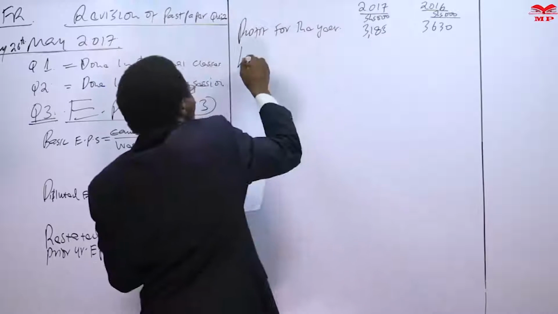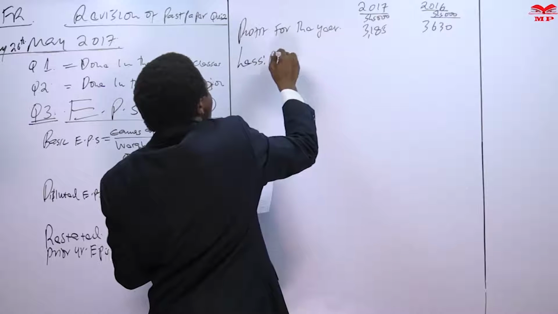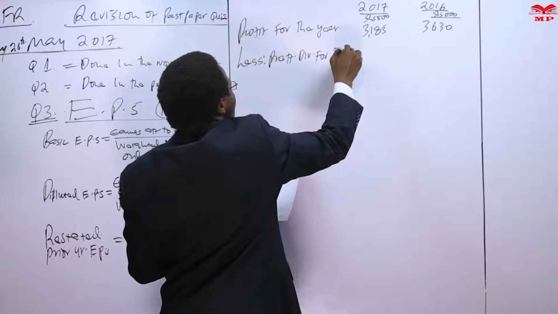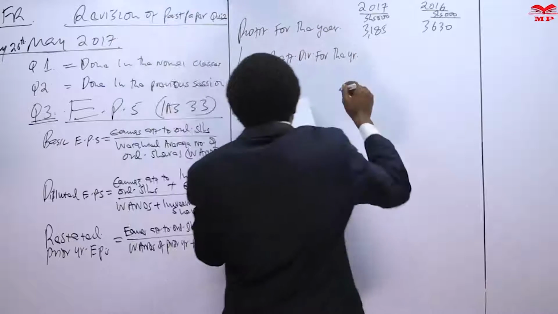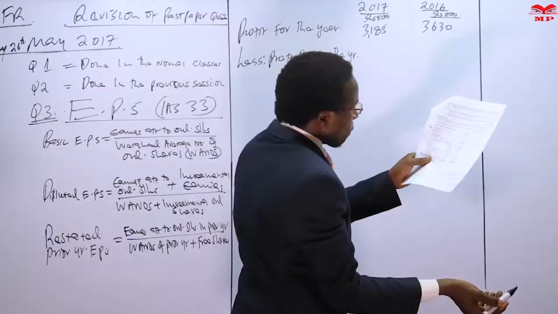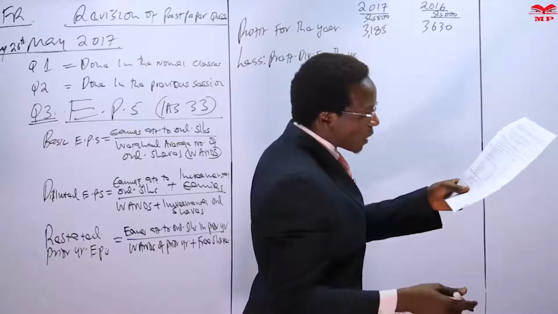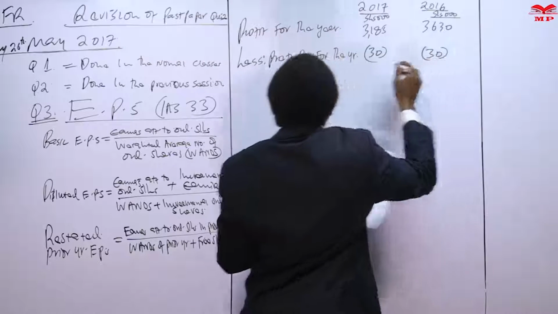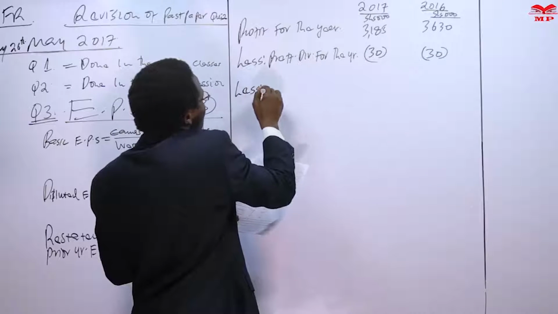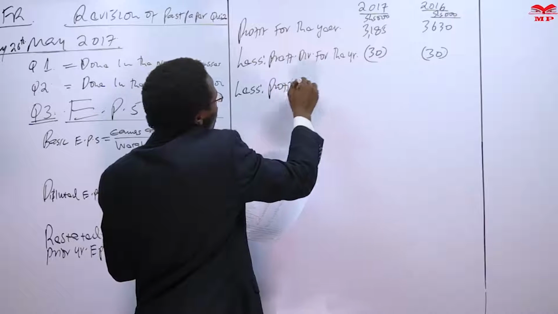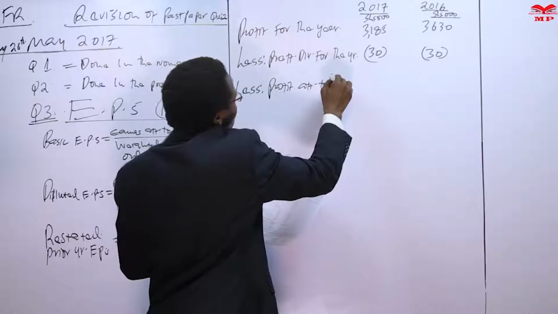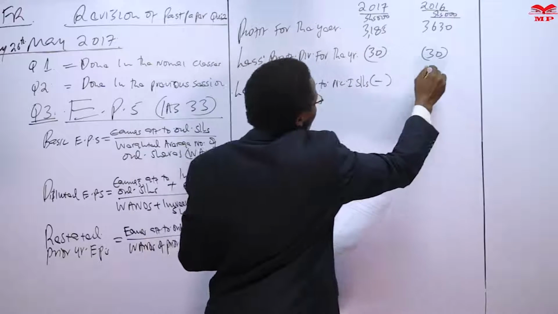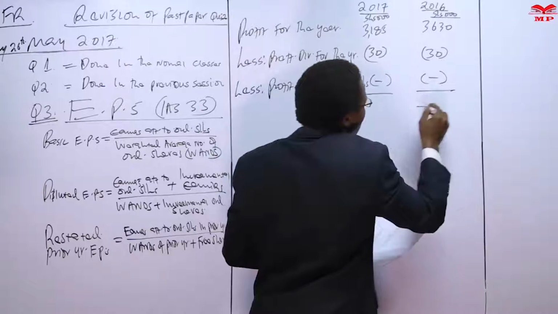So we less preference dividend for the year. Preference for the year only. And this one was given; we don't compute it from the statement of movement of reserves. This is 30 and this is 30. So we could have adjusted profit attributable to NCI. Profit attributable to NCI is not there. We don't have it here.